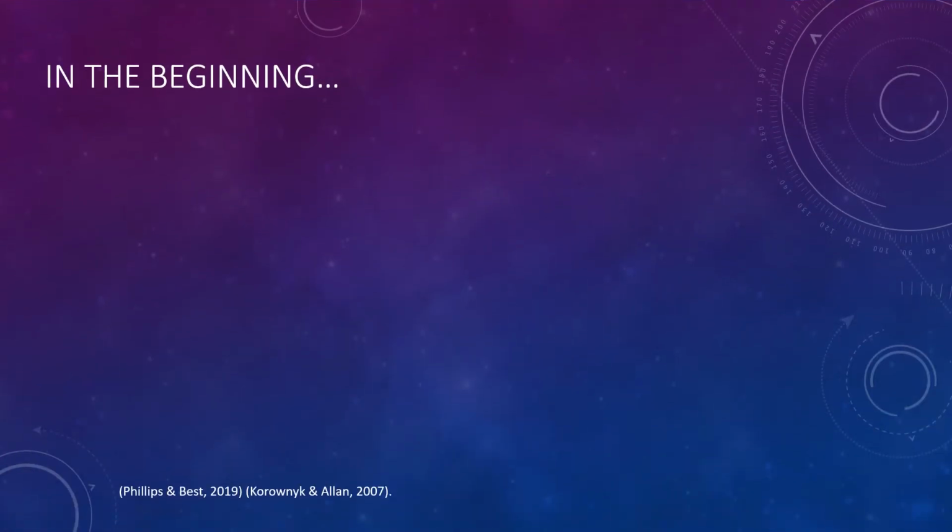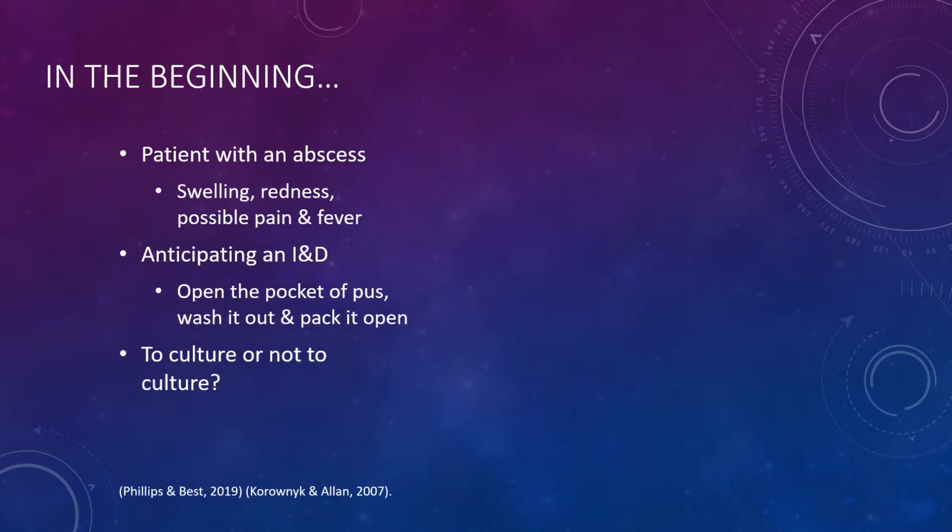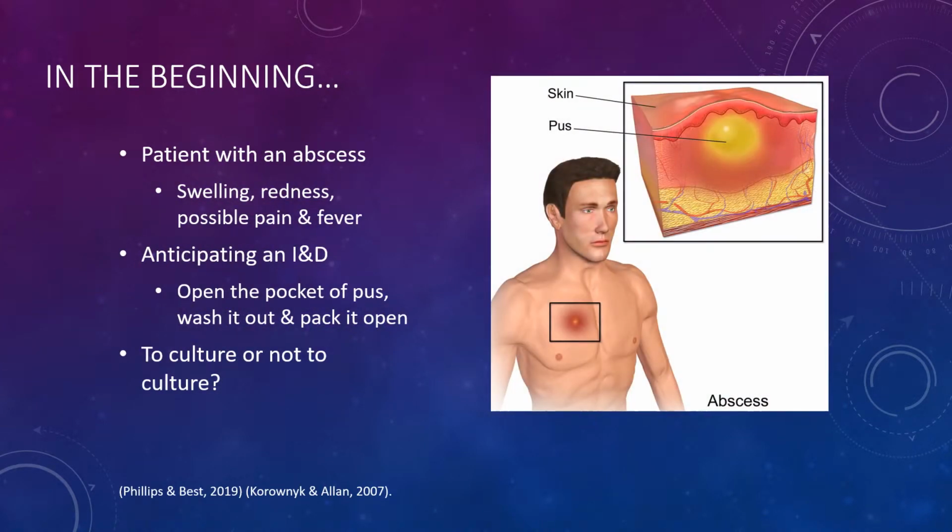All right. Pus is the real star of the presentation, though. I narrowed this topic of culture and sensitivity testing by starting from what we learned in that I&D lab with those wonderful yogurt abscesses. So a patient presents to your clinic with a swollen, tender red mass on their chest. I'm going by this picture here. So mass on the chest, it's time for an I&D.